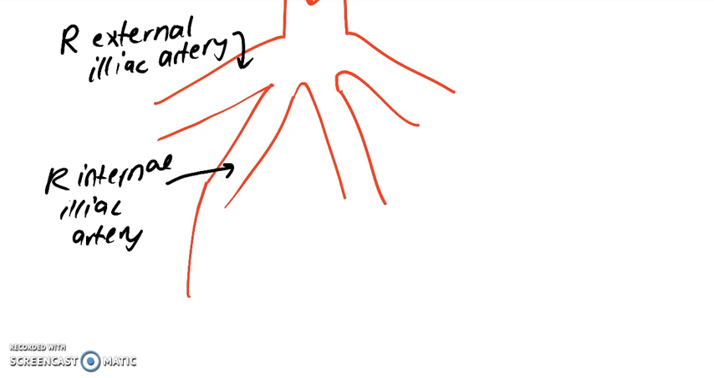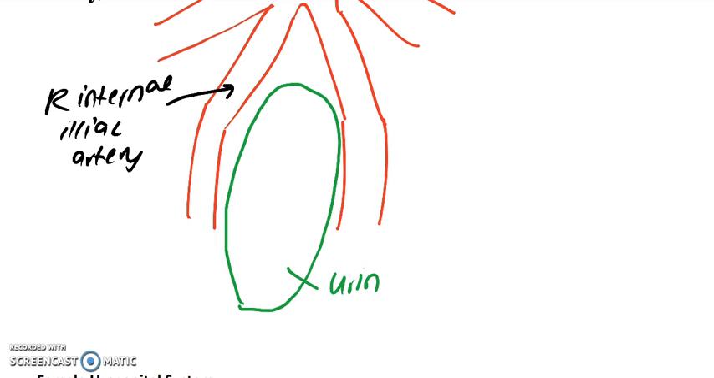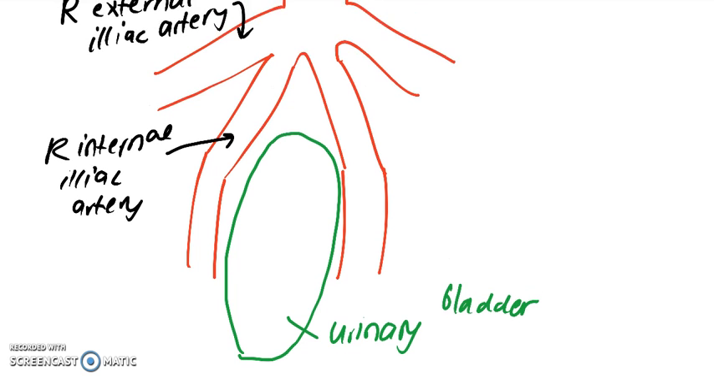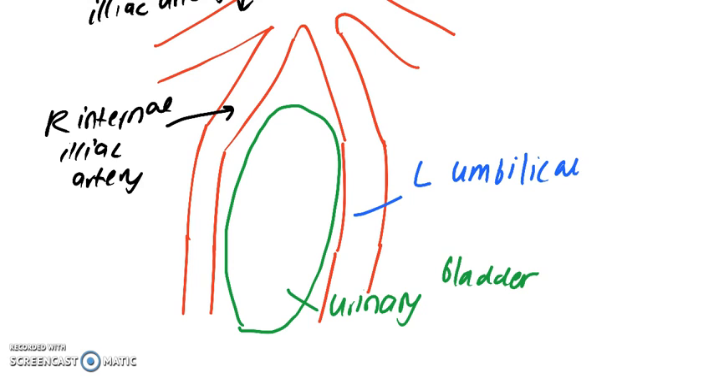For the fetal pig, if you extend these arteries, we're going to pass a new structure. This little pouch here. This pouch is the urinary bladder. And now we give these arteries a new name once they're flanking the urinary bladder. So now we can call these umbilical arteries. So this would be the left umbilical artery. This here would be the right umbilical artery.